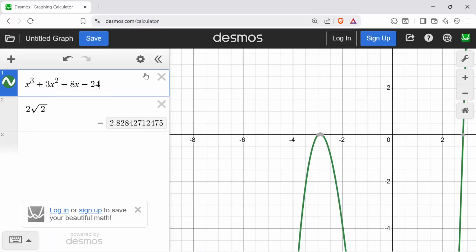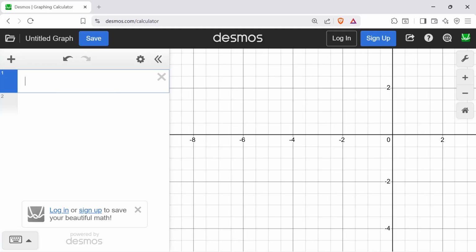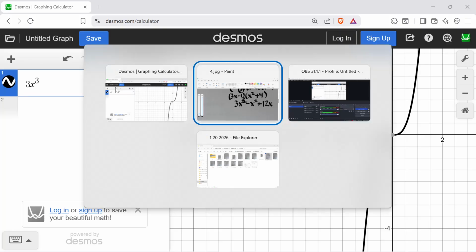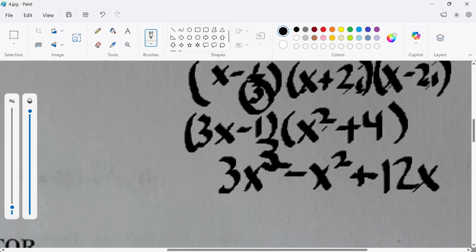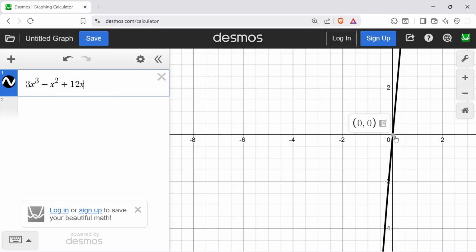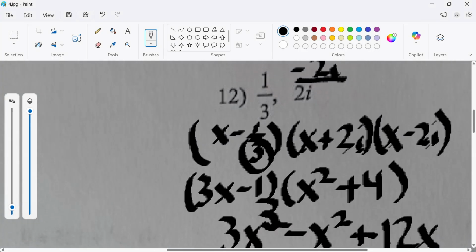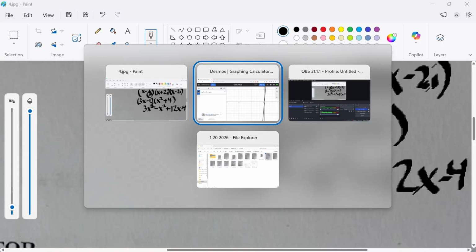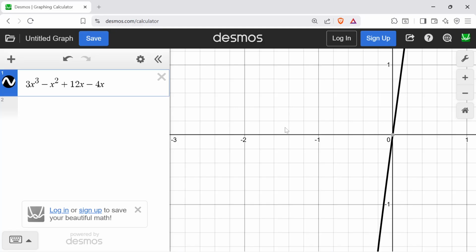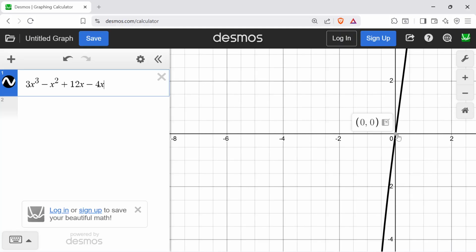And let me put that one in. 3x cubed minus x squared plus 12x. And I should have one at 1/3. Wait, I got 0, 0. Why did I get 0, 0? 3x cubed minus x squared. Oh, plus 12x, and then I have to do minus 4. I forgot last times last. Last times last. Minus 4. I still get 0, 0.